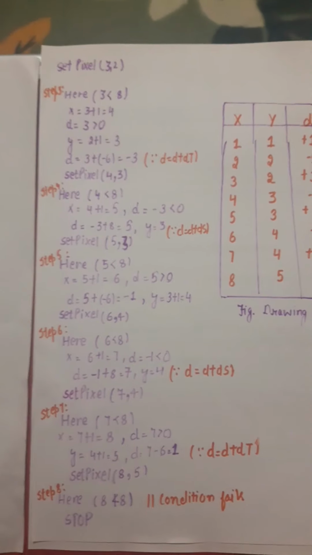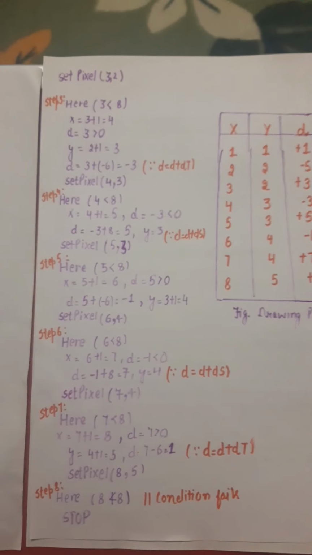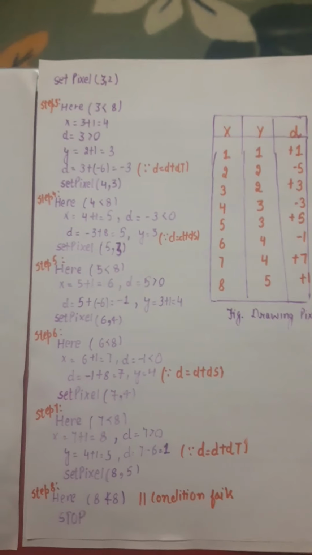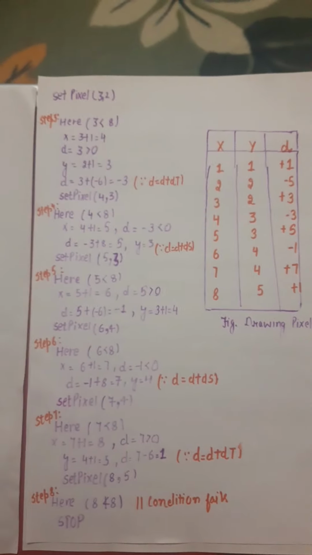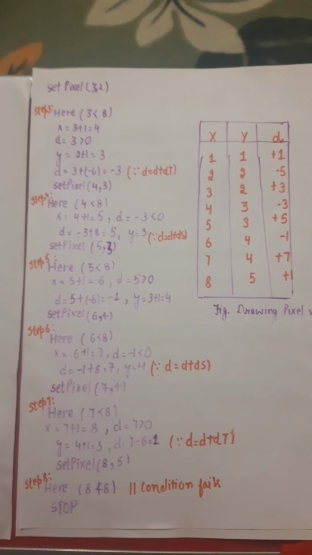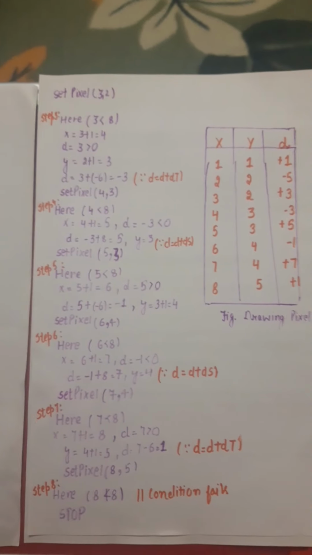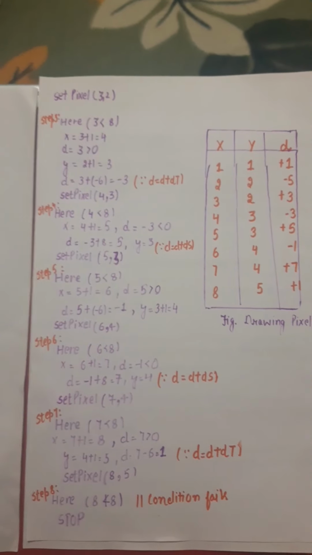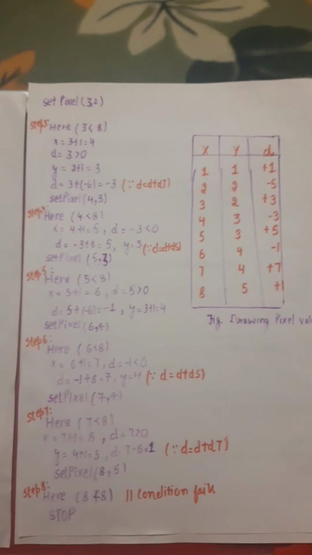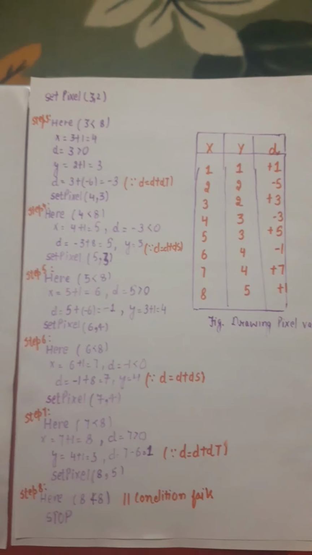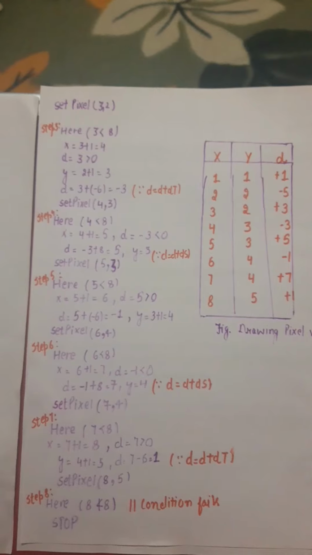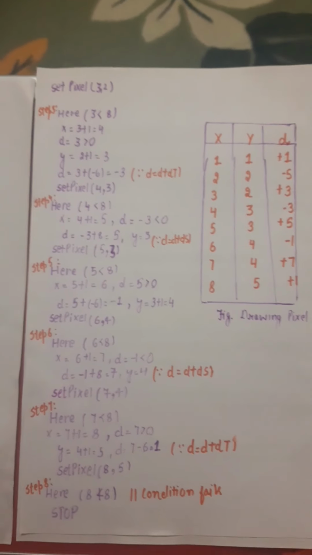In the next step, we will see that 4 is less than 8. So it means we have to increase the value of x. And since d is minus 3, less than 0, in that case, d will be given by d plus ds, right? And in that case, we will not increment the value of y. We will just set the pixel with the new values, that is 5, 3. Here we have not changed the value of y, because in the case of d less than 0, y is not altered, so y is taken as 3 here only, right?